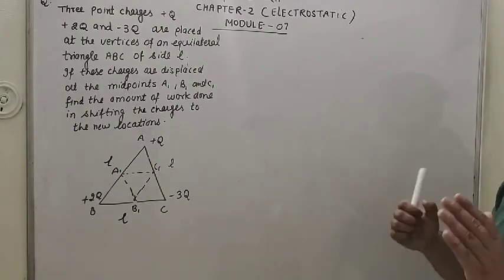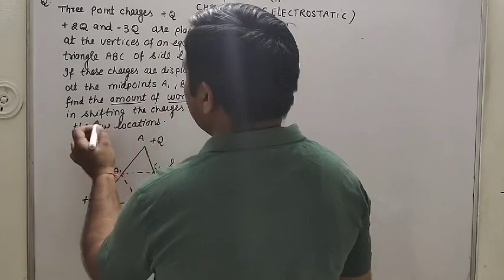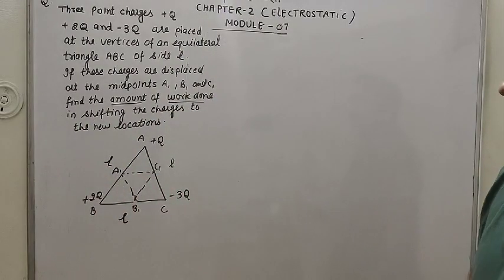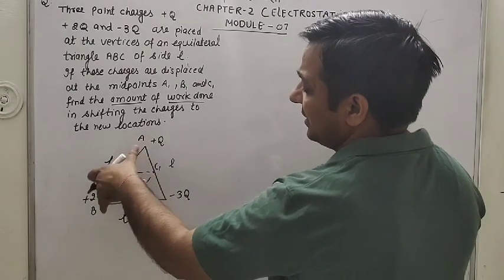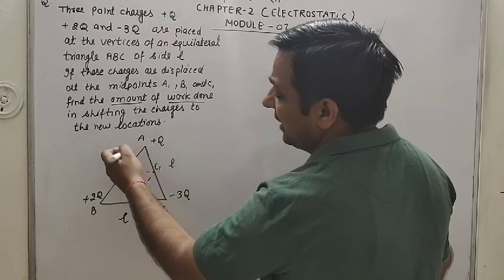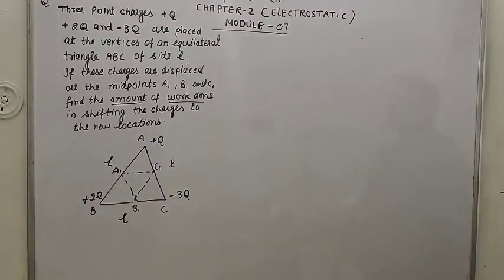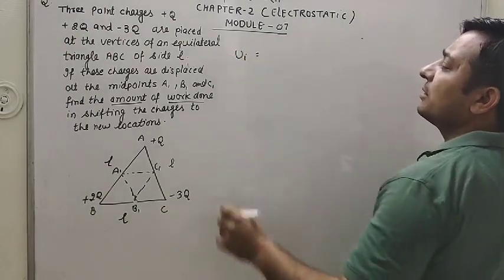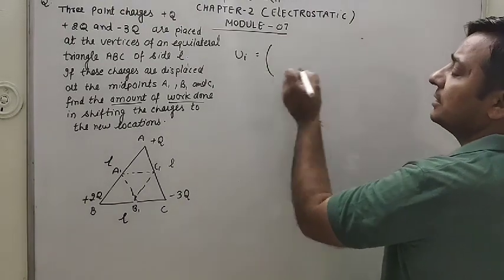Dear students, find the amount of work done in shifting the charges to the new locations. You know the sides are of length L, but A1, B1 and C1 are the midpoints, so the new sides are L by 2. First, we find the initial potential energy. What will be the initial potential energy?